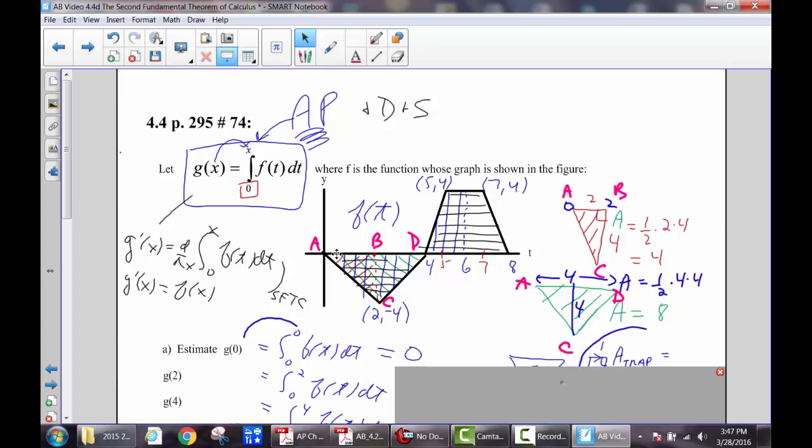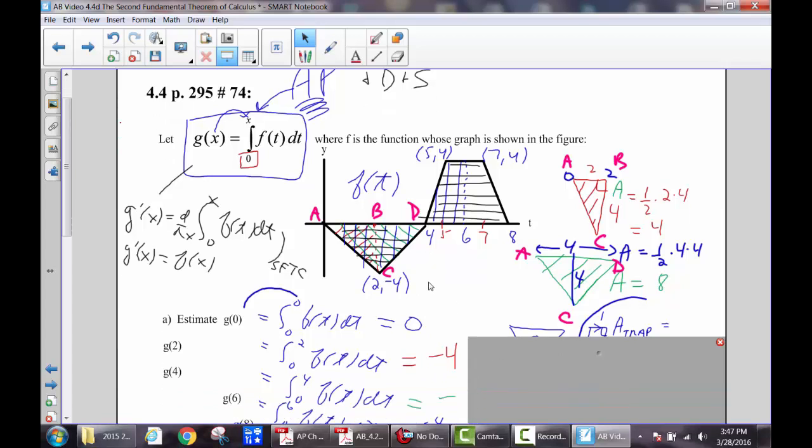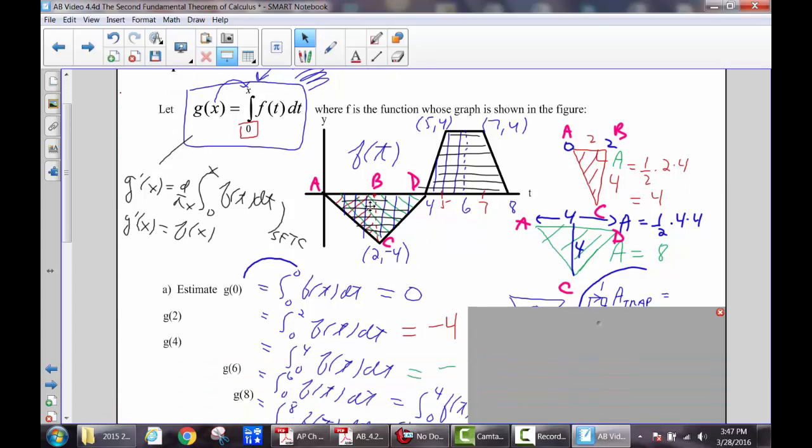So if you look at that, that's going to be the negative area of this right triangle right here, which has a leg of 2 and a leg of 4. So 1/2 times 2 times 4 is 4, but it's below, so it'll be negative 4. For g of 4, you can then start accumulating and say, well, I already have 0 to 2 is negative 4. So negative 4 plus another negative 4 is going to be negative 8.